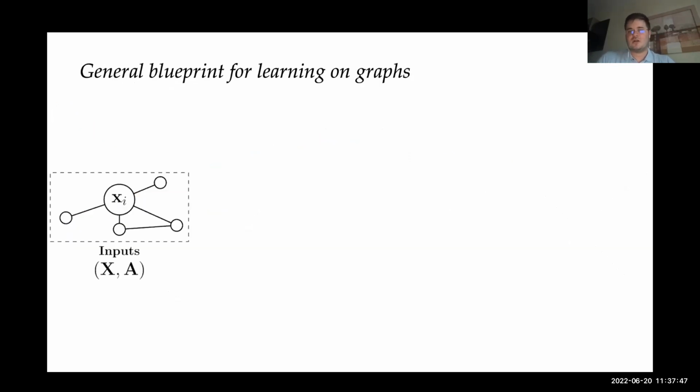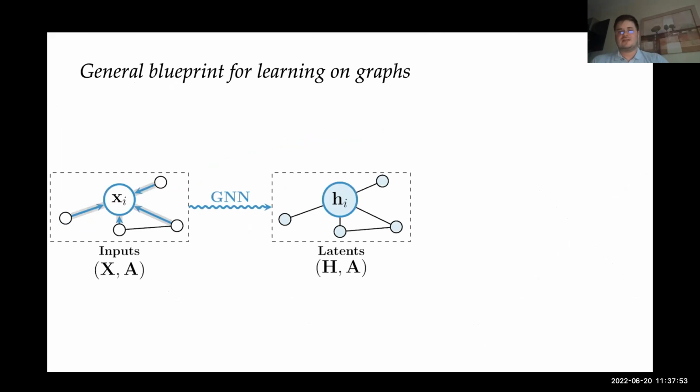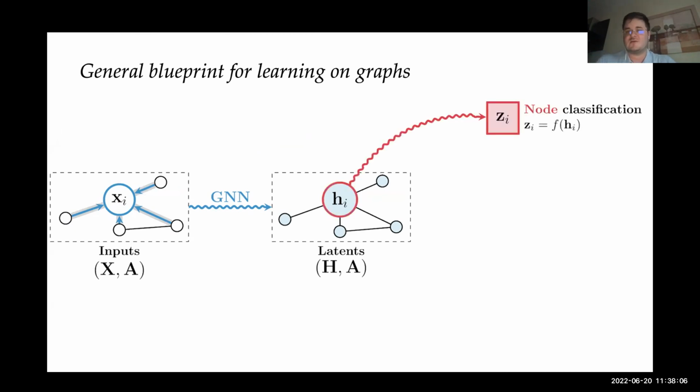And once you have a model like this, you can have a graph input of some node features and adjacency structure, and applying your graph neural network, you update your node features to some values hi. The adjacency typically doesn't change, but there are very exciting methods recently that also try to change that. And once you have these latents, what can you do? You can directly classify the nodes by learning a node classifier over the h's.